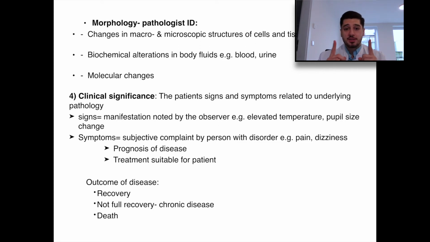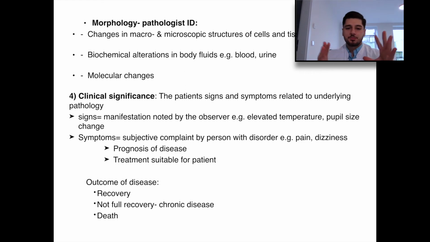Signs. What are signs? Signs are the manifestations noted by the observer, for example, elevated temperature or pupil size change, etc. Symptoms are subjective complaints by the person with the disorder, which can be pain, dizziness, or whatever. Then you have to decide what is the prognosis of the disease and the treatment suitable for the patient.